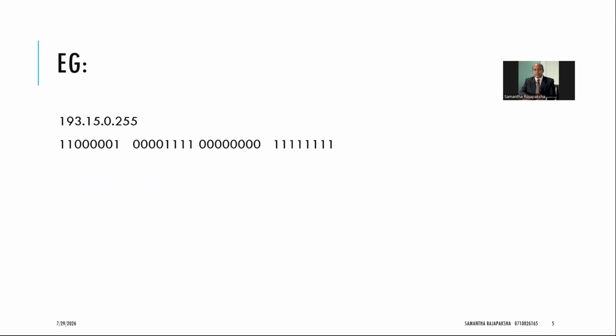At the same time, if you are given an IP address in decimal, you should be able to divide by 2 and convert it into binary. Therefore, you must be able to convert both ways, from decimal to binary and from binary to decimal.